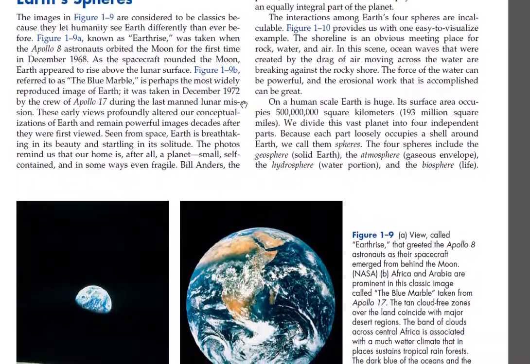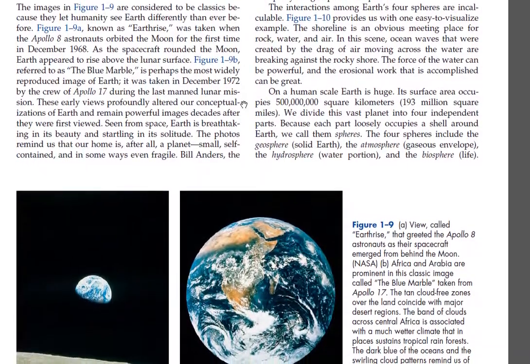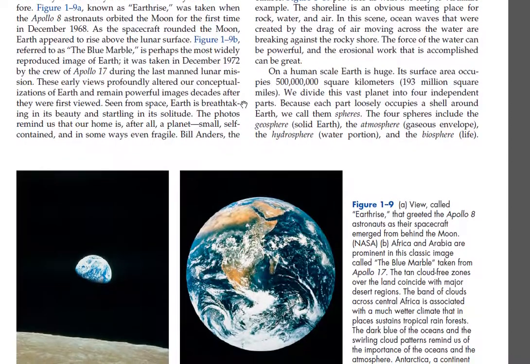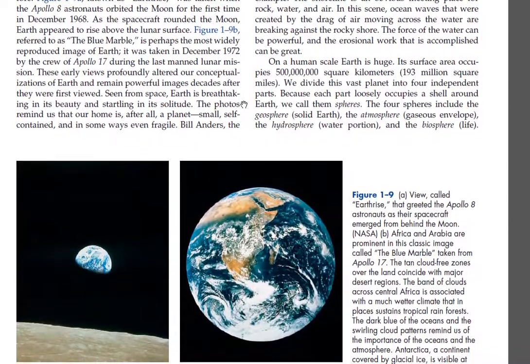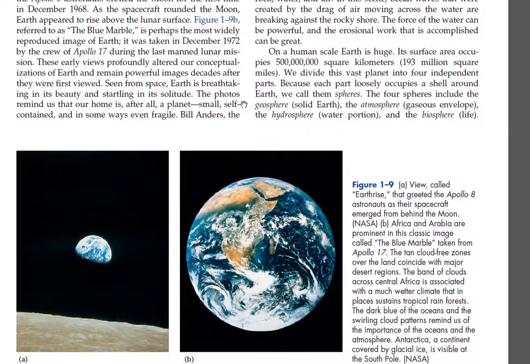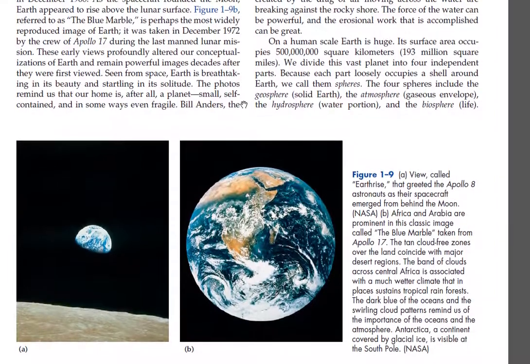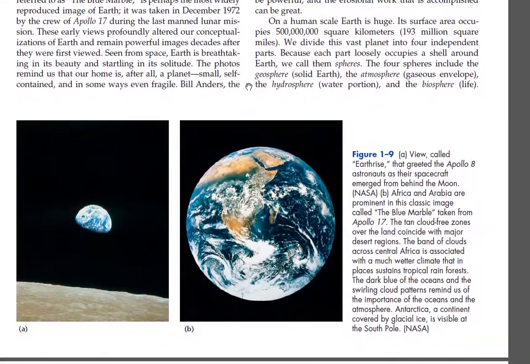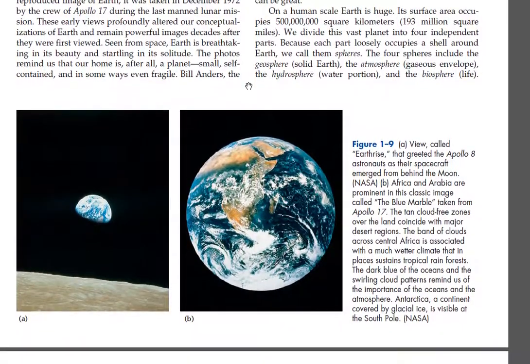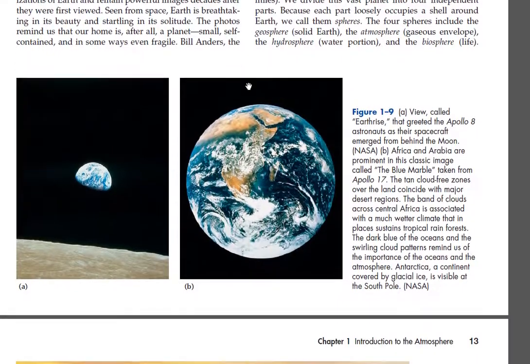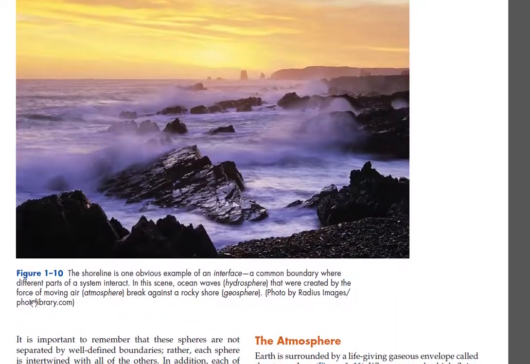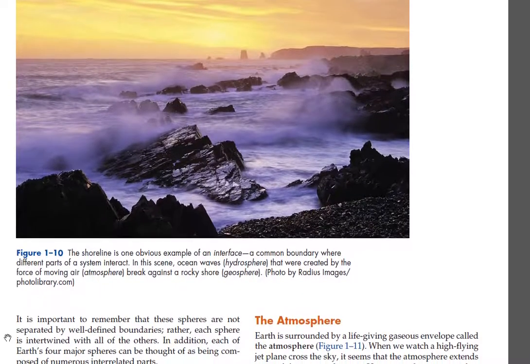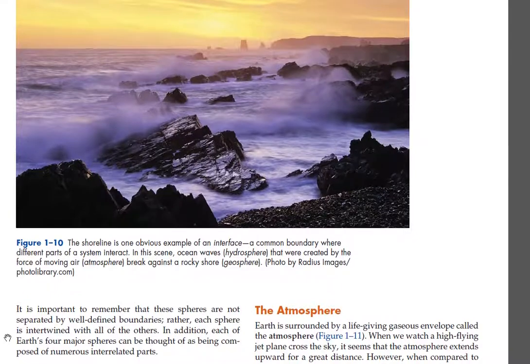On a human scale, Earth is huge. Its surface area occupies 500 million square kilometers, 193 million square miles. We divide this vast planet into four independent parts. Because each part loosely occupies a shell around Earth, we call them spheres. The four spheres include the geosphere, solid Earth; the atmosphere, gaseous envelope; the hydrosphere, water portion; and the biosphere, life. It is important to remember that these spheres are not separated by well-defined boundaries; rather, each sphere is intertwined with all of the others. In addition, each of Earth's four major spheres can be thought of as being composed of numerous interrelated parts.